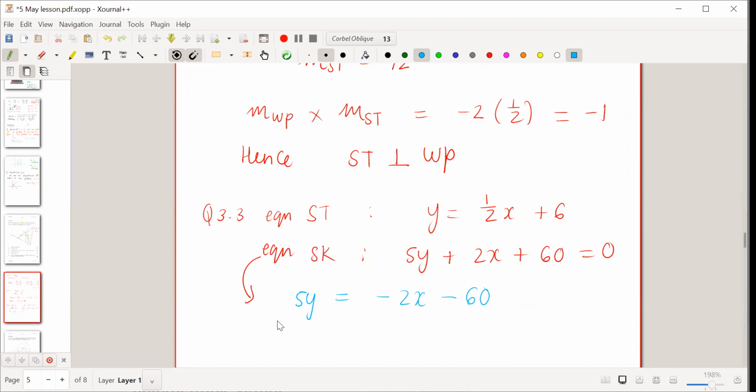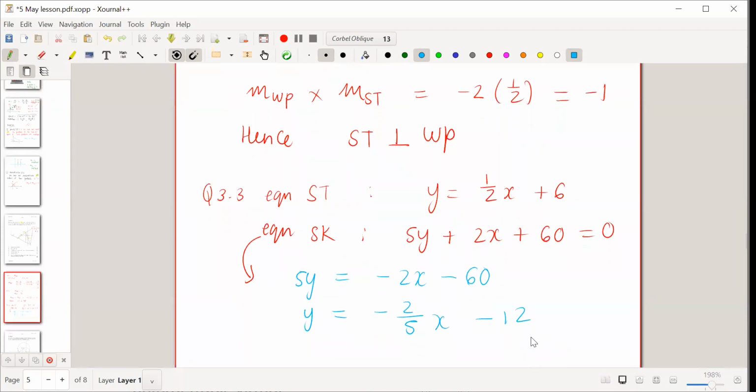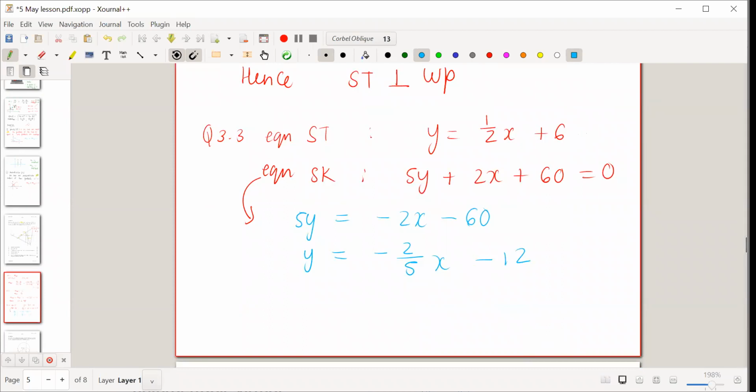And so if I want to make y the subject of the formula, I will divide both sides by 5. So this gives me negative 2 over 5 x, and then negative 60 divided by 5, which is negative 12. Okay, wonderful. So I hope everybody's following. And now what do we do? Now we take this equation. So I'm going to call that equation 1. This one equation 2.